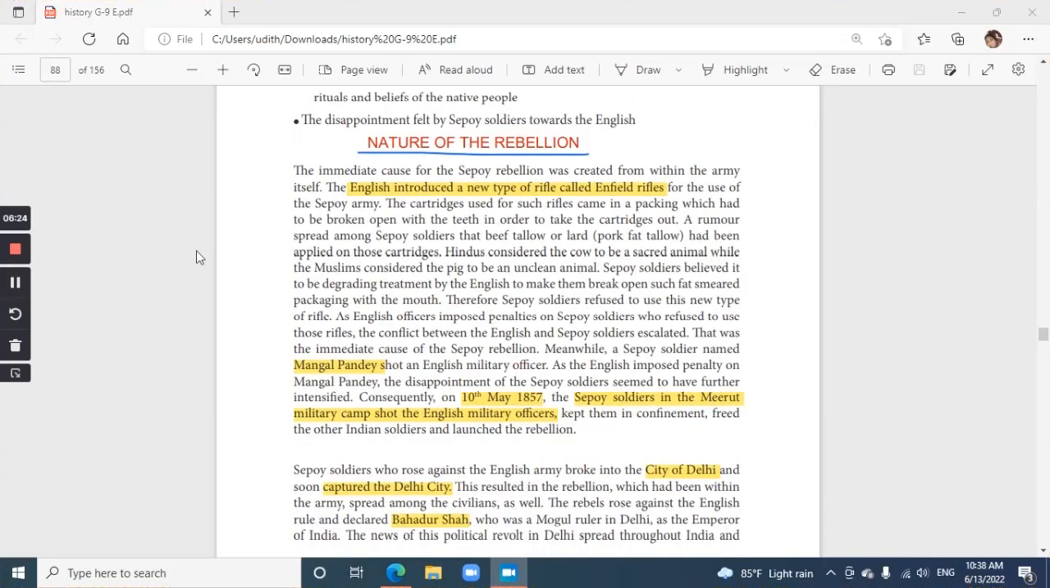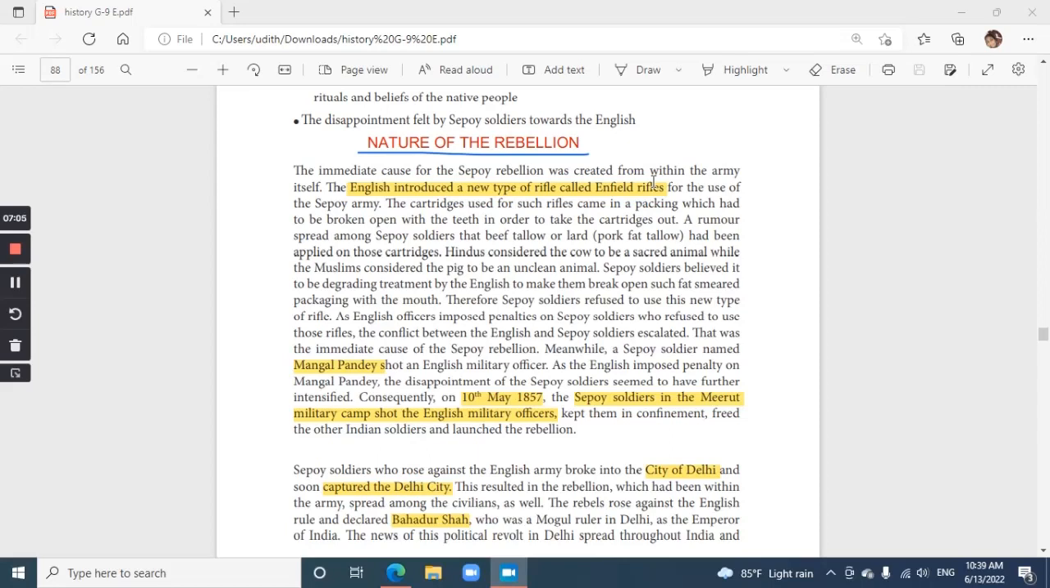Right, let's go to the next point, the nature of the rebellion. What is the nature of the rebellion? So, the intermediate cause, what is the intermediate cause of the Sepoy Rebellion? You can read from here to here, because they are telling about the intermediate cause of the Sepoy Rebellion. Okay, let's get started. The English introduced a new type of rifle called Enfield rifles for the use of the Sepoy army.